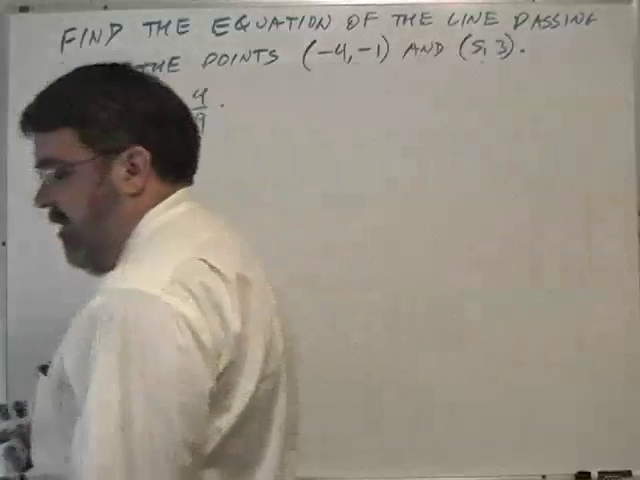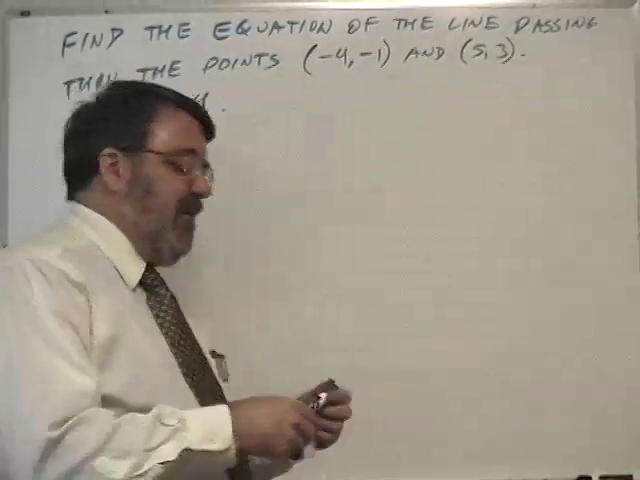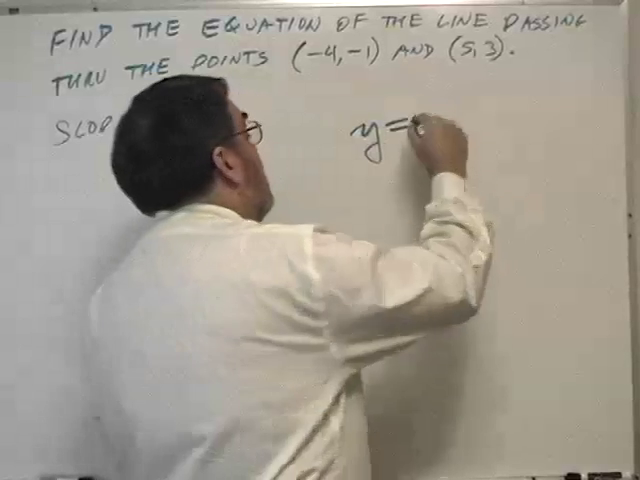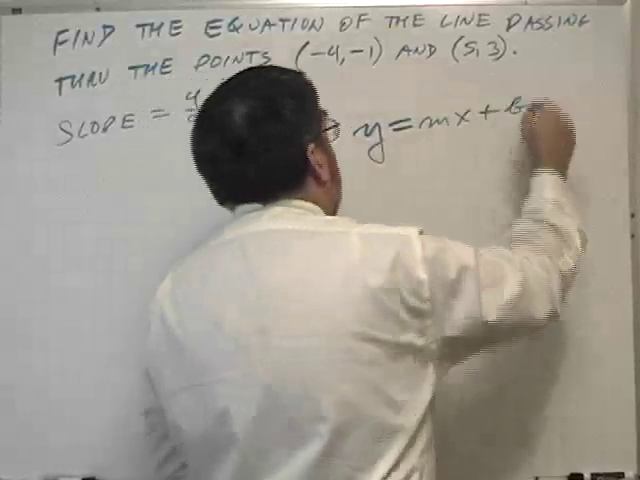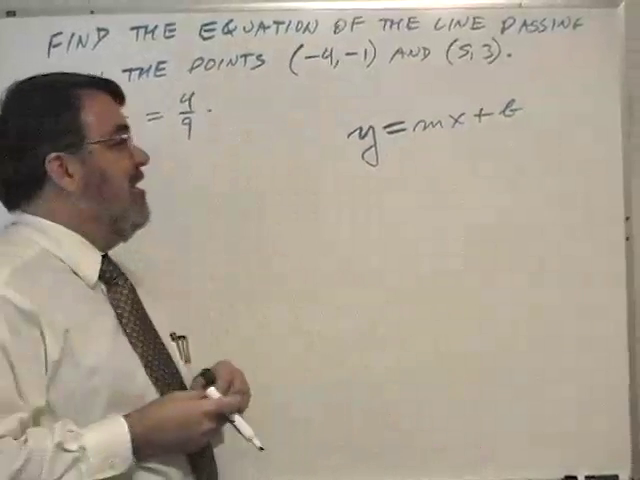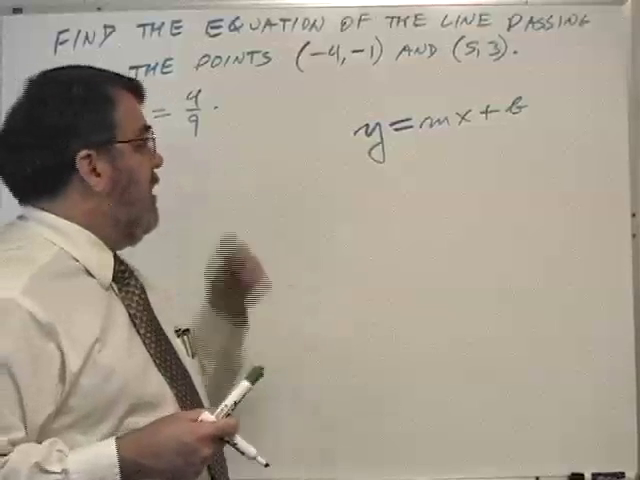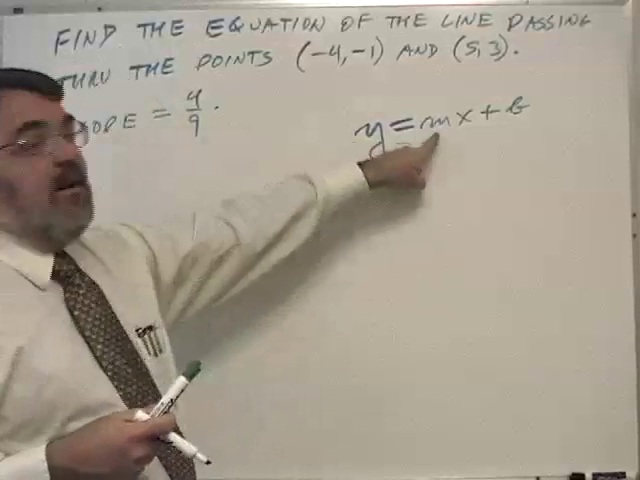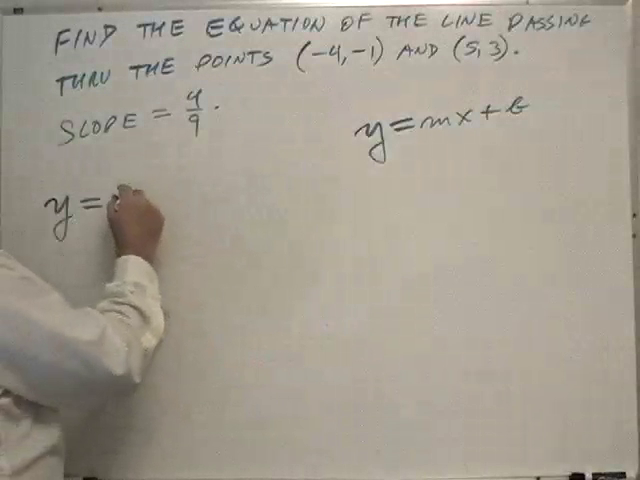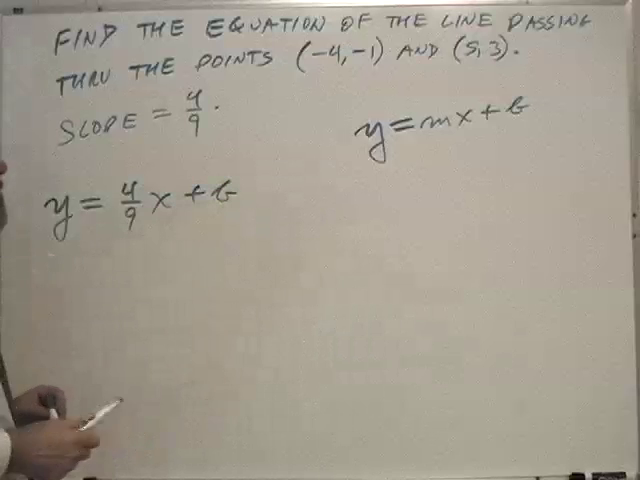Alright, so again, we can't avoid a formula here. We do need the equation of the line, and the slope-intercept form y equals mx plus b is the simplest formula for the line, the simplest algebra template, and I've already got the slope, so I can replace m here. My equation is now y equals 4/9 x plus b.